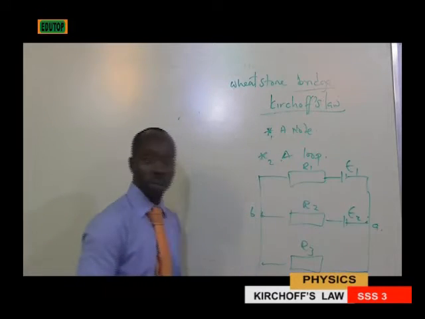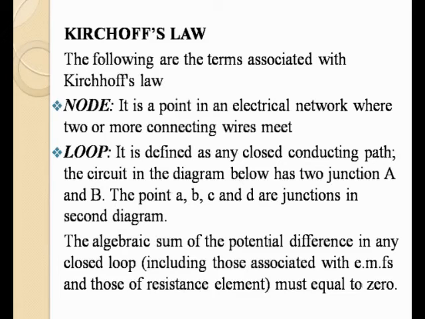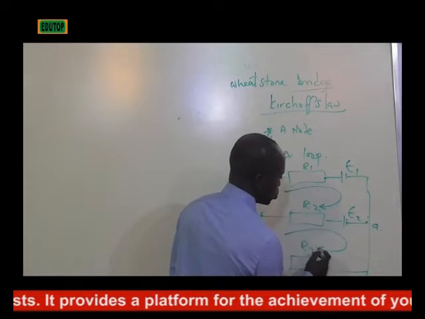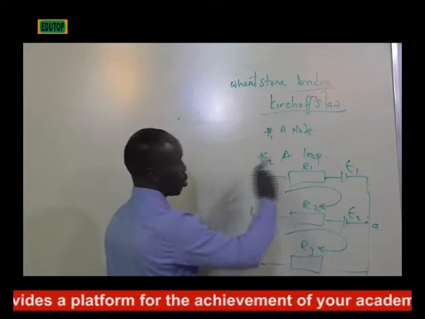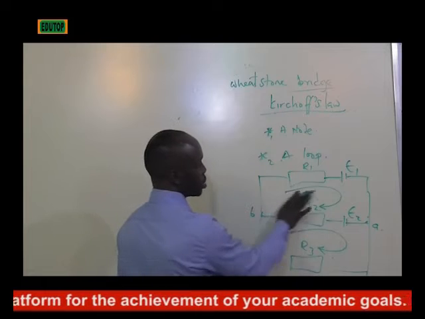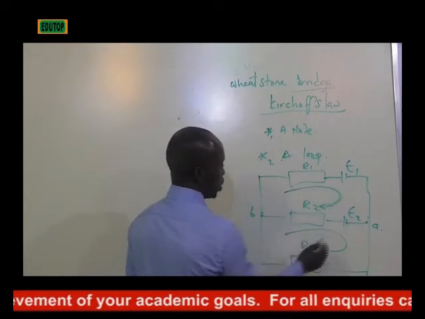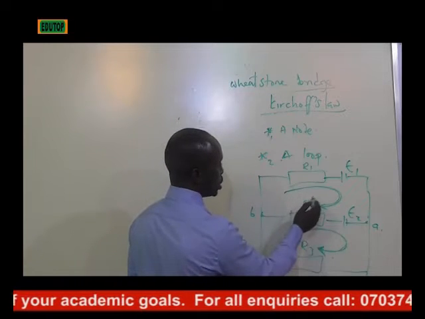Now if you say a loop, what do you mean by a loop? It is defined as a closed connecting path. You understand? The circuit in the diagram below has two junctions, A and B. Now points A, B, C are the junctions of the second diagram. Now, what are we trying to say? This is a loop. This is a complete loop. This loop too. You understand? A complete circuit, which has nothing to bisect in between. This could be a loop and this could be a loop. So there are two loops in this circuit.